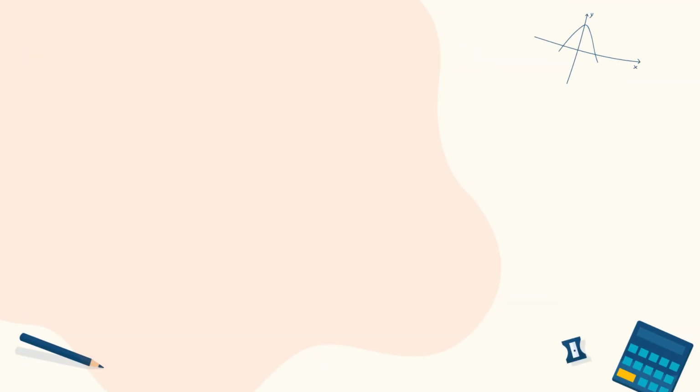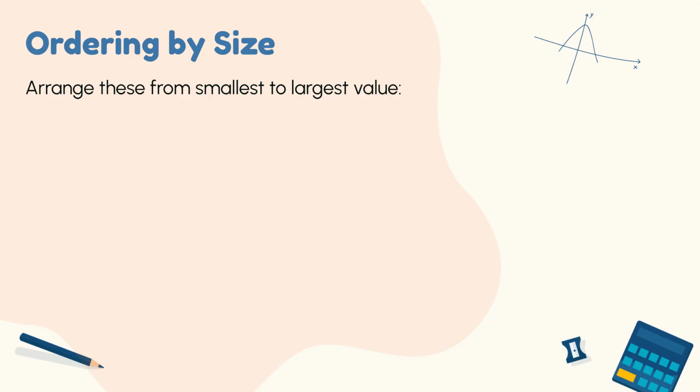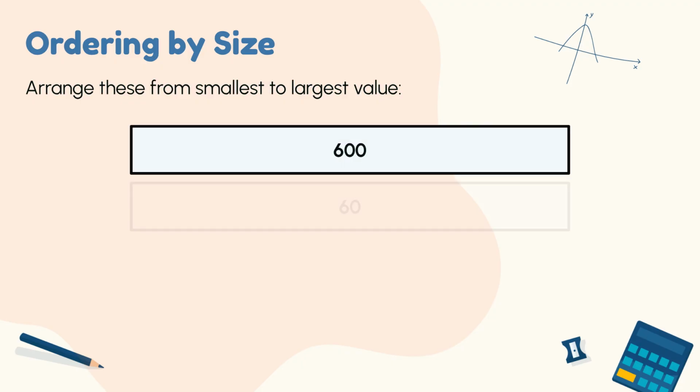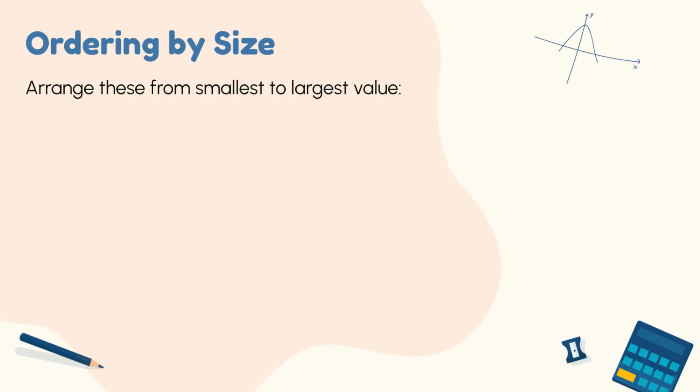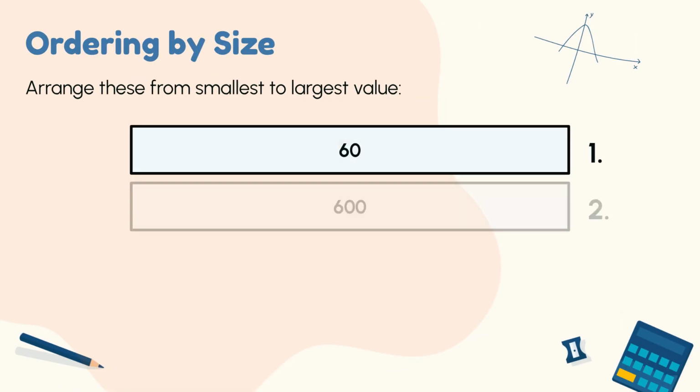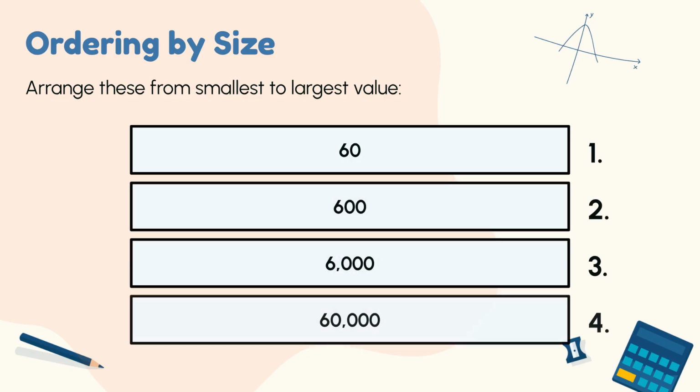Time for an ordering challenge. Arrange these numbers from smallest to largest value: 600, 60, 6,000, and 60,000. The correct order from smallest to largest is 60, 600, 6,000, and 60,000. Remember that the farther left the digit 6 is, the greater its value.